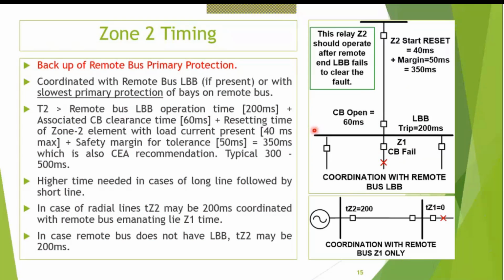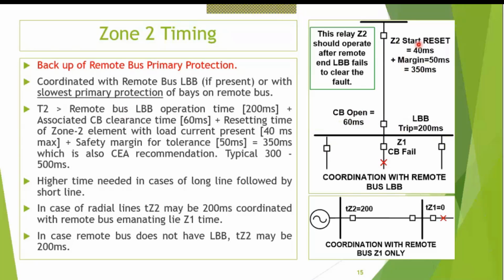So what will be the time? It will be the LBB operation time of this bus plus CB opening time, let us say 60 milliseconds. LBB operates and all the breakers of the remote bus will open to clear this fault. So we'll have to take a 60 millisecond time for that. So 260. This zone 2 should not operate before LBB of the remote bus clears the fault.